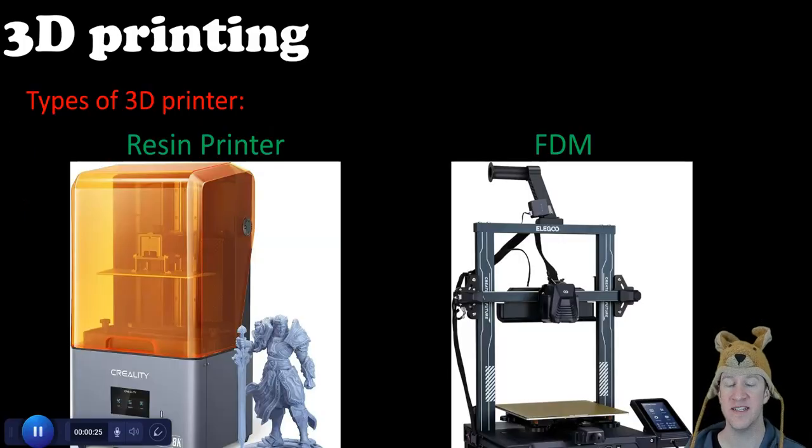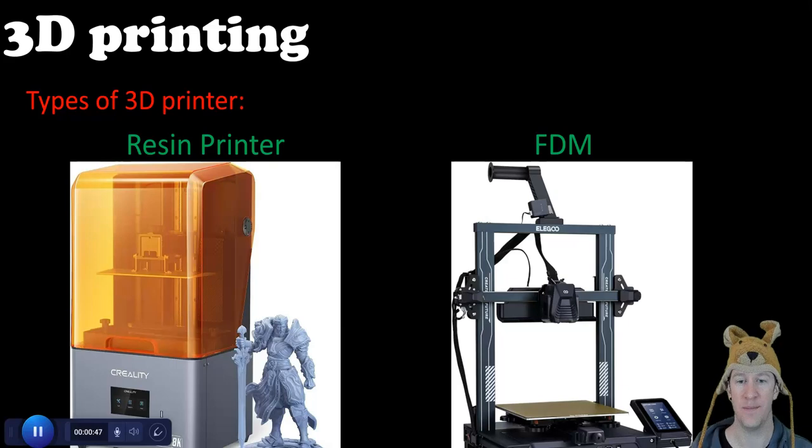We have the resin printer and the FDM printer. The FDM is the most common type of printer. It's what most people think of when they're thinking of a 3D printer. The resin printer, a little bit less common, but very, very useful. They both have very specific applications. I've used both for a range of different things, and they're fantastic for what they are optimized for, but there's strengths and weaknesses of both of them. So let's go through those.